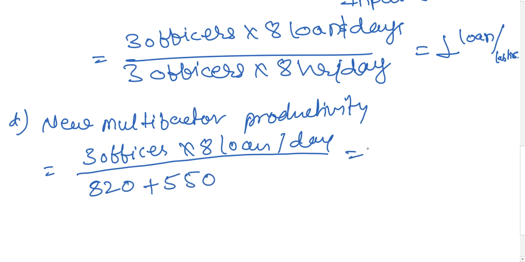Okay, so what is our new productivity? Multi-factor productivity is 0.0175. Why multi-factor? Because here overhead is also considered. Okay, so 0.0175 loans per dollar. This is the new multi-factor productivity.